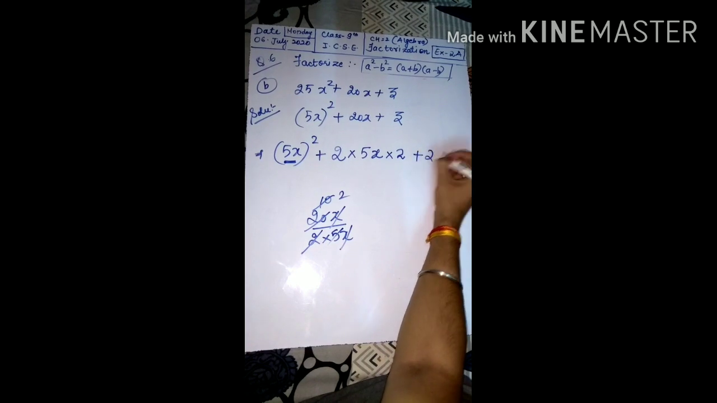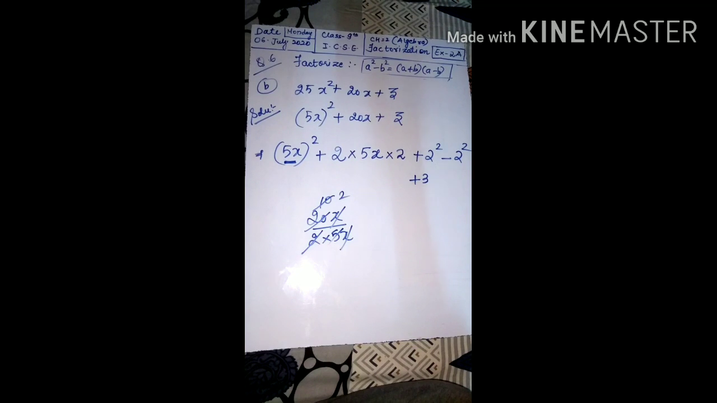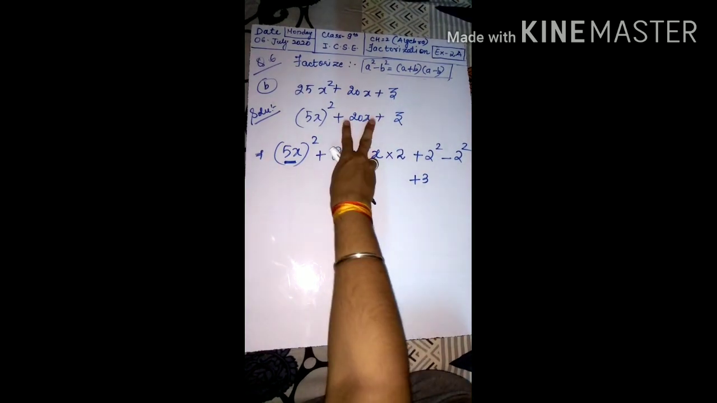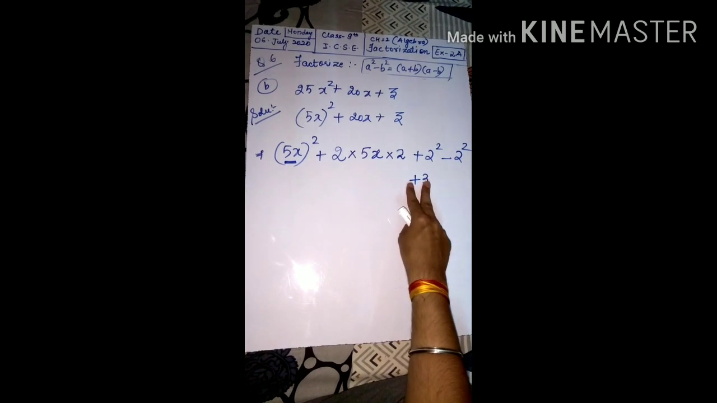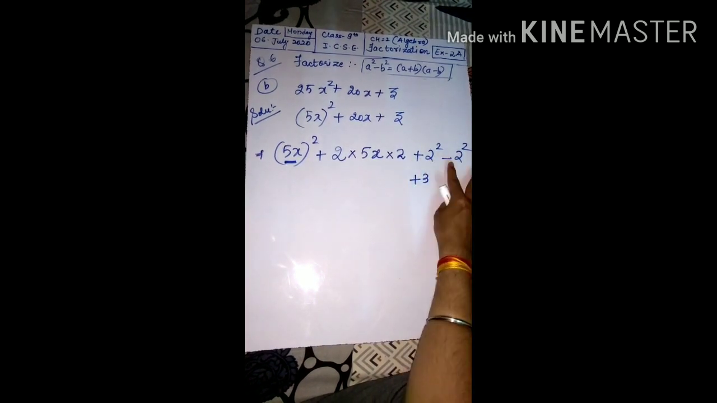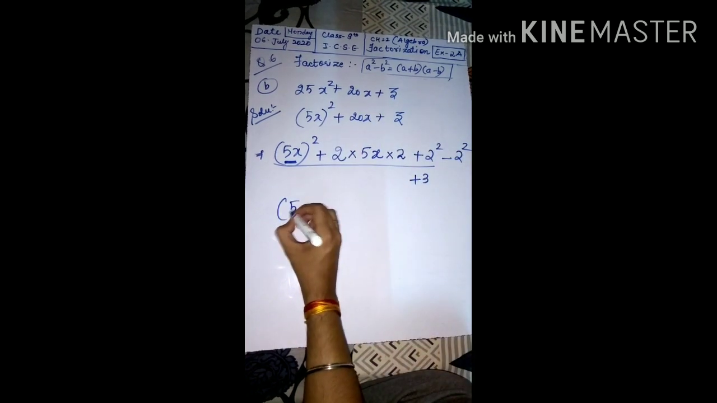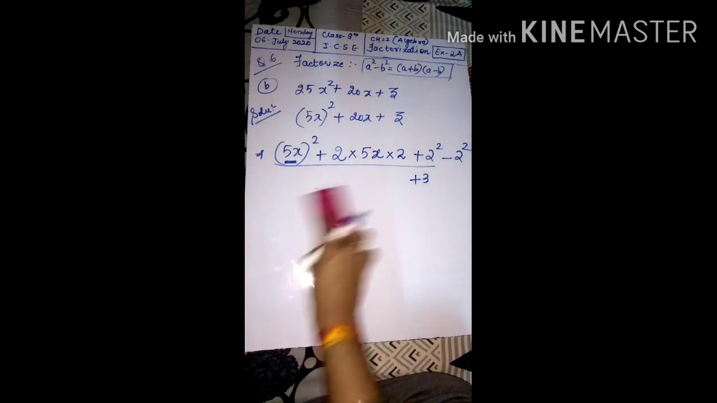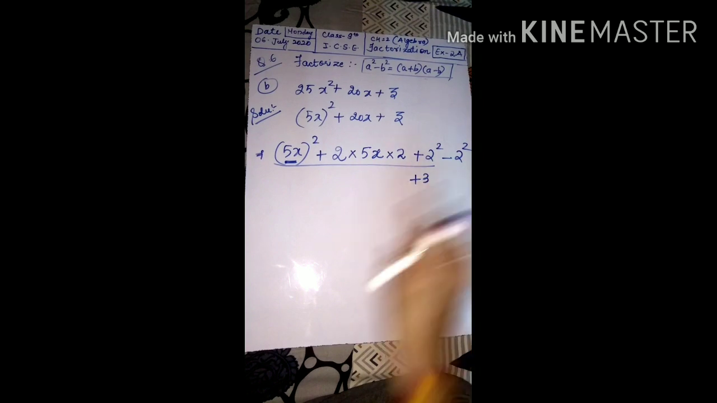So we need to add the square of it and subtract the square of it. Now, this 20x, if you multiply this, you will get 20x, and this plus 3 is here. We have added plus 2 square and minus 2 square. Now this is the identity, 5x the whole square. After that you write, using the identity, a plus b whole square is a square plus b square plus 2ab.